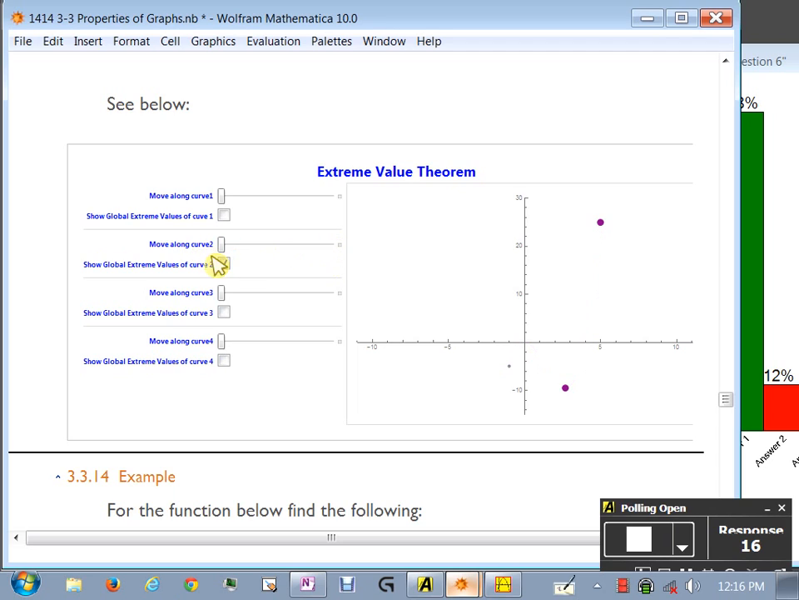Take this one out of here. Connect those two with something else. Oh, just a straight line. How boring. The two endpoints are global min and global max.